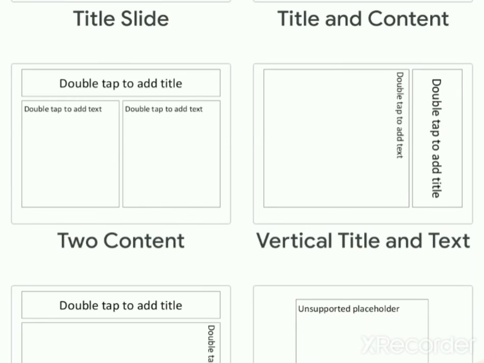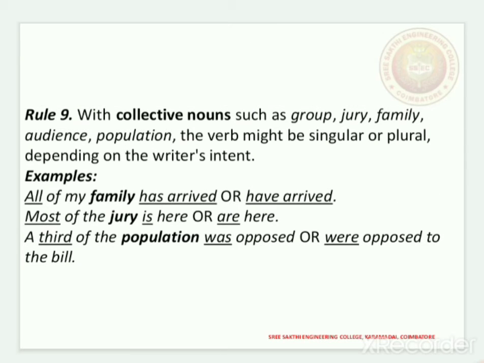Okay. Rule number 9. With a collective noun such as group, jury, family, audience, population, the verb might be singular or plural depending on the writer's intent. Example: all of my family has arrived or have arrived. Most of the jury is here or are here. The third sentence: a third of the population was opposed or were opposed to the bill.